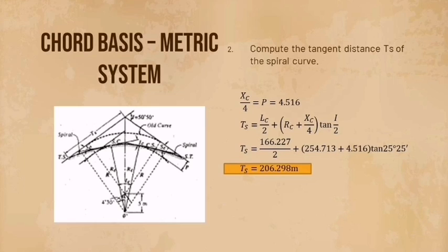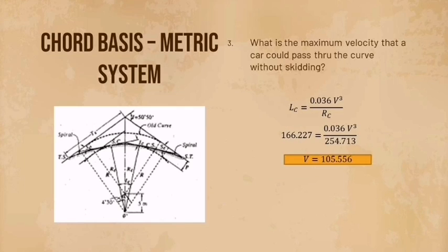Substitute the value, and it will be TS is equals to 166.227 over 2 plus 254.713 as the radius, and XC or P is 4.516, and the tan 25 degree and 25 minutes. And after computing that, you will get the answer of TS is equals to 206.298 meters.